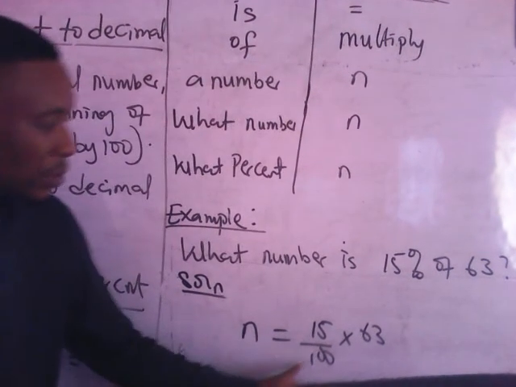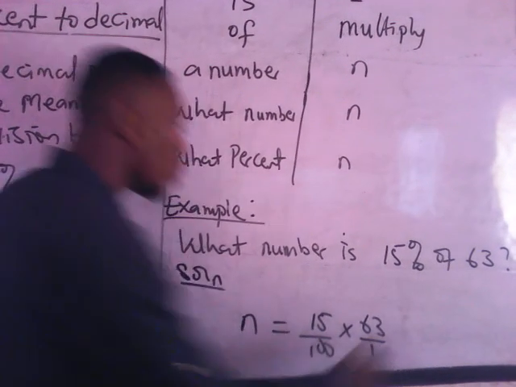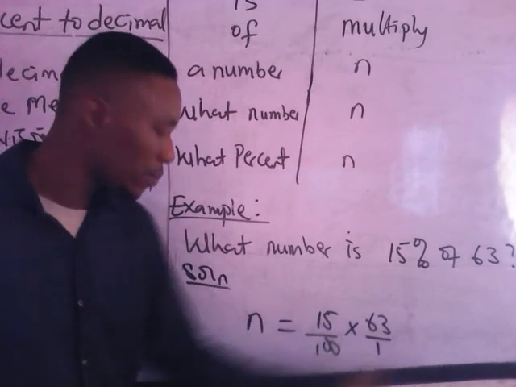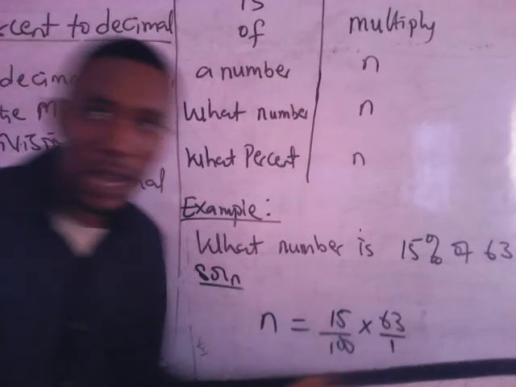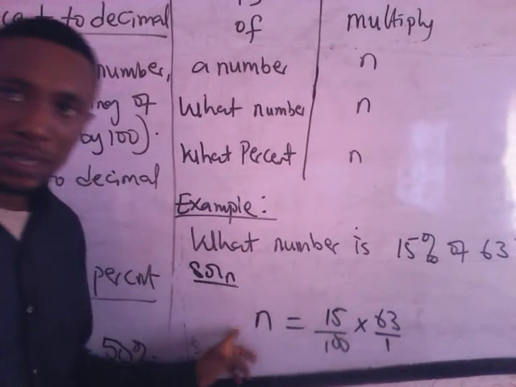So what number is 15% of 63? That is 15 over 100 times 63 over 1. Any number over 1 is still that number. So when you work it out, you will see the number they are looking for.